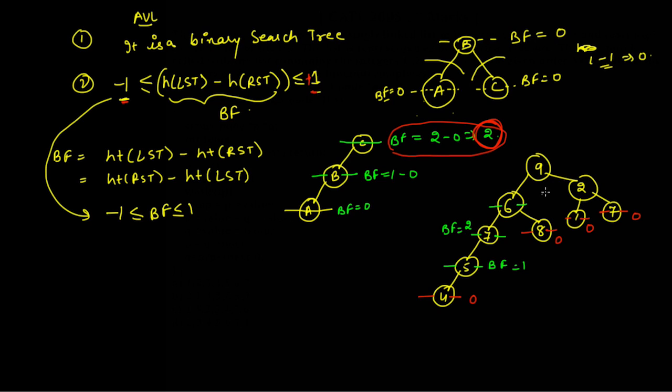For this 6, what is the balance factor? The balance factor is actually 2, right? Because it is 3 minus 1 is 2. For this 2, what is the balance factor? The balance factor is actually 0. And for this 9, what is the balance factor? Balance factor is given by the height of the left subtree minus height of the right subtree, right? Therefore here the balance factor is actually 2. So because there are multiple nodes with the balance factor as 2, therefore this tree is not balanced. Okay.